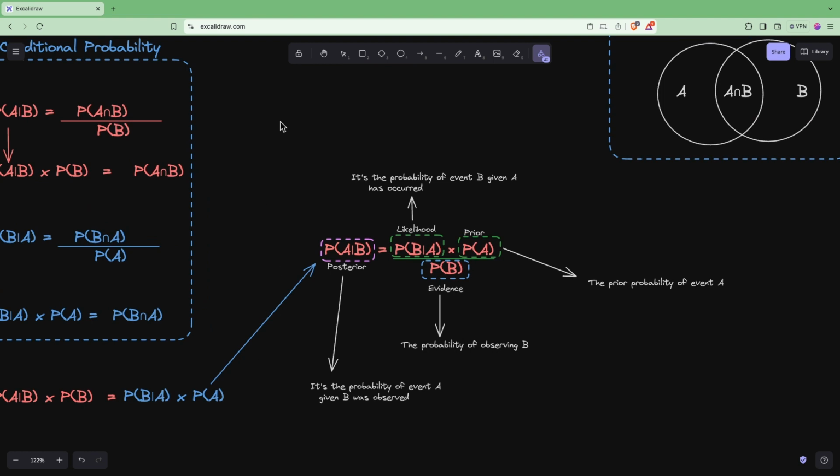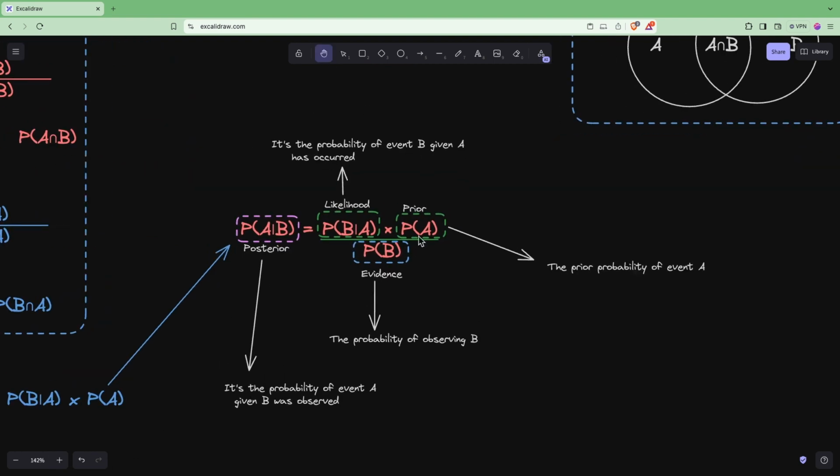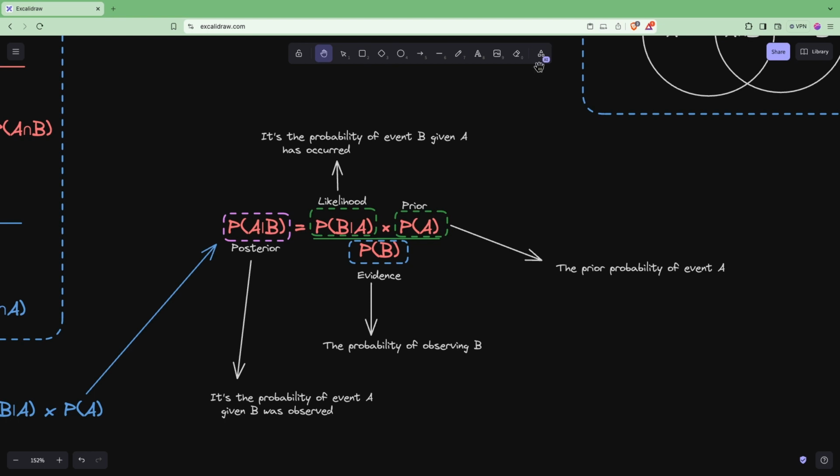Now we have some terminologies for the Bayes theorem itself. This term we call the posterior. Why do we call it posterior? Because it is going to be the last result we see. That's why we call it posterior, because it's the result, and we'll see this later. And this is the likelihood, the probability of event B given that A has occurred. It is just a terminology that we need to know.